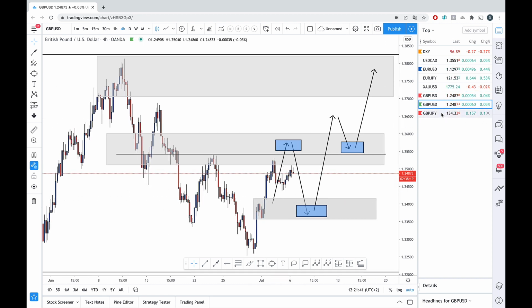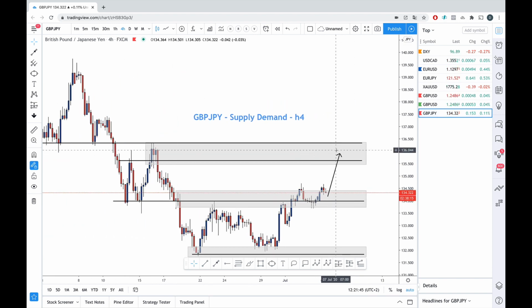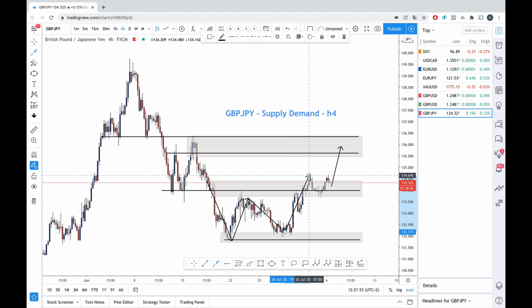Yeah. Now let's have a look at GBPJPY. These pairs are very similar. In this case, we got here this W formation, and yeah, correction, and I'm expecting price now to go up on GBPJPY. Okay, this is my opinion on GBPJPY.